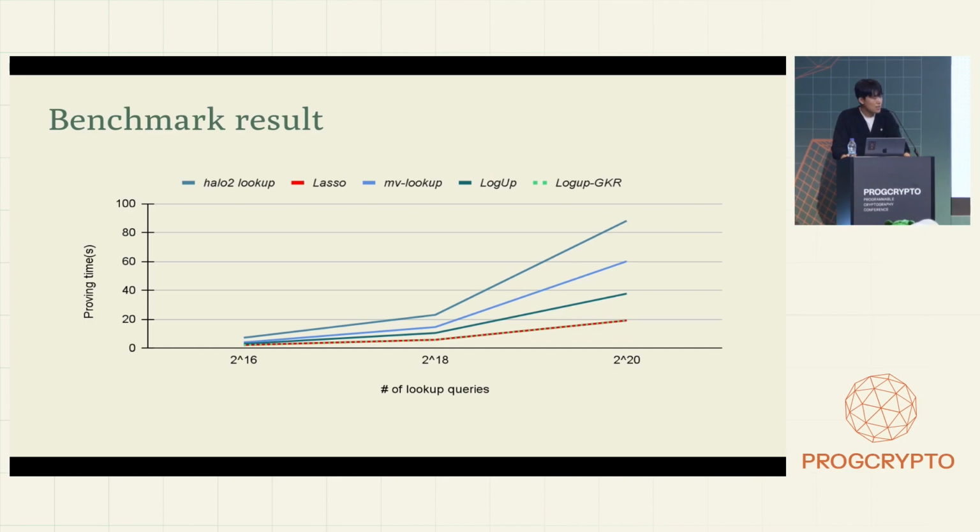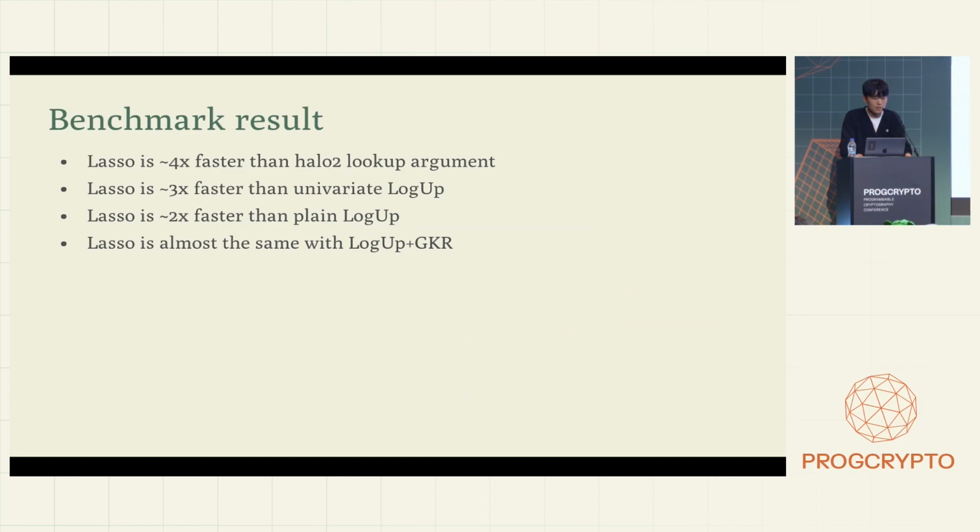So this is the benchmark result. It is benchmarked in terms of proving time and the number of lookup queries. You can see that the Halo 2 lookup is the slowest, then MV lookup, then plain lookup, and then Lasso and Lookup plus GKR are almost comparable to each other. Let me say it again: Lasso is almost 4 times faster than the Halo 2 lookup argument, almost 3 times faster than MV lookup, and almost 2 times faster than plain lookup. And Lasso and Lookup plus GKR are almost comparable to each other.